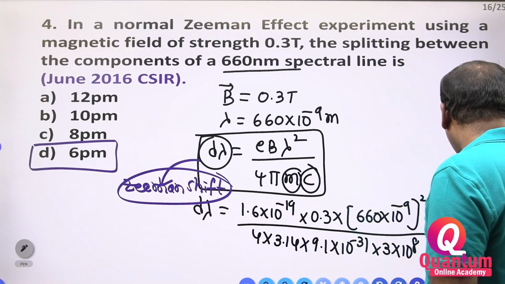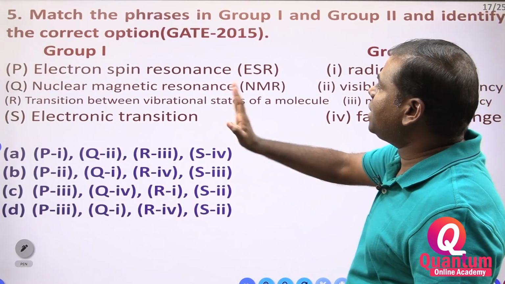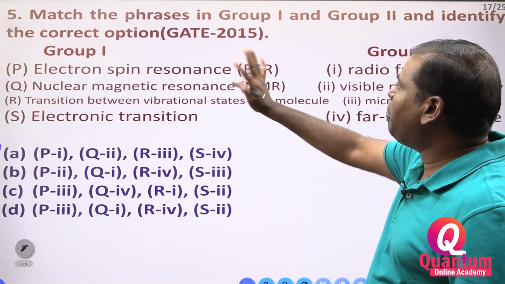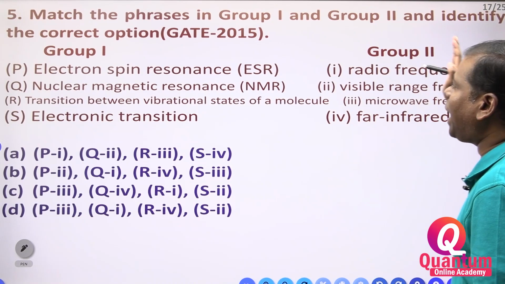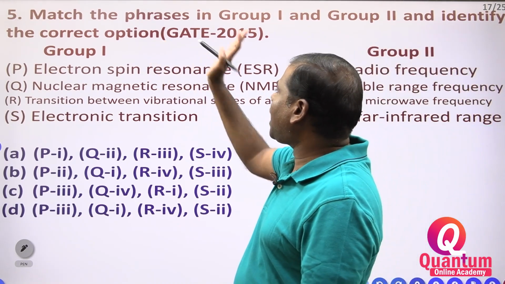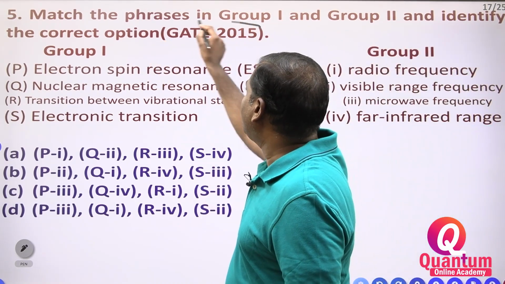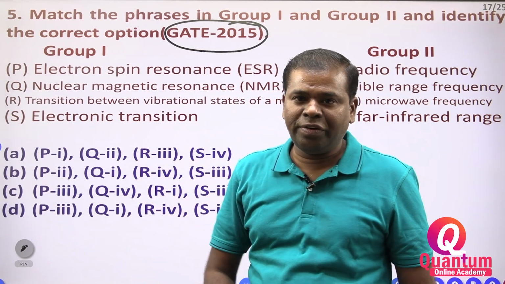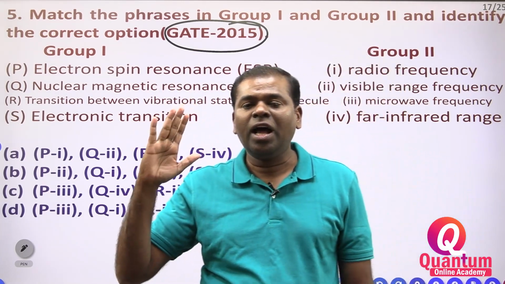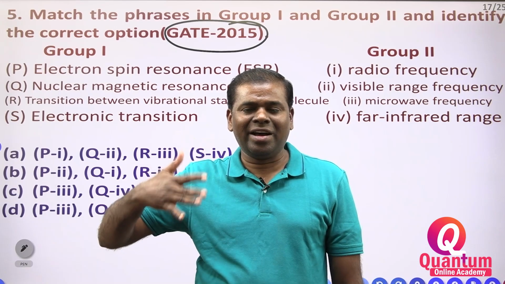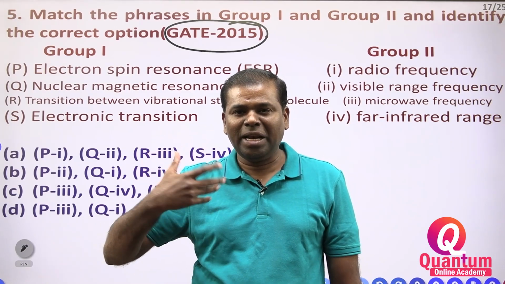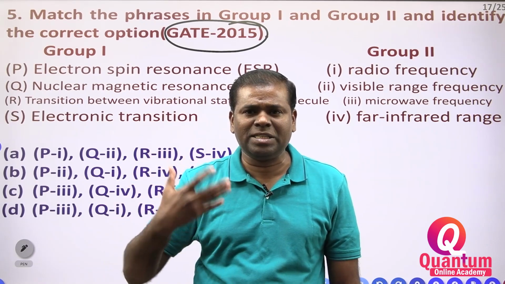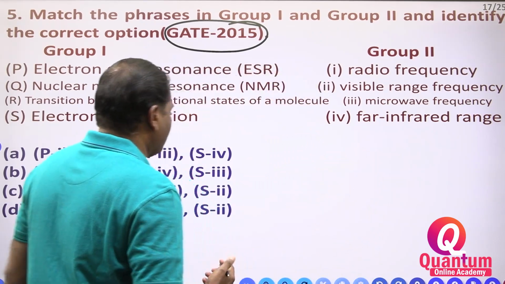Now we are going into the fifth area. What is the fifth area? You have to see: match the phrases in group 1 and group 2. Identify the correct option. This question came from 2015. This is about the EPR spectra, ESR spectrum, NMR spectrum, vibrational spectrum, electronic spectrum. These are molecular spectra. This question came from molecular spectrum.